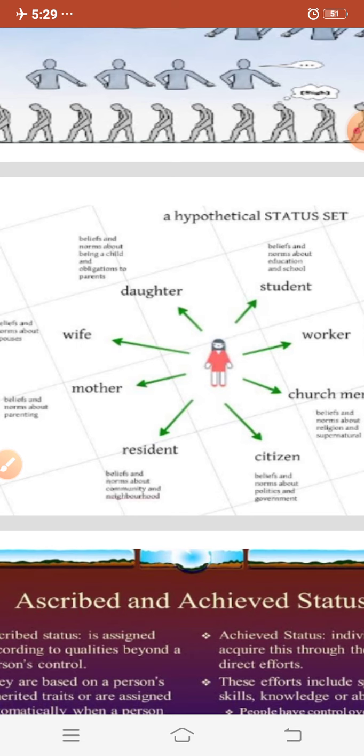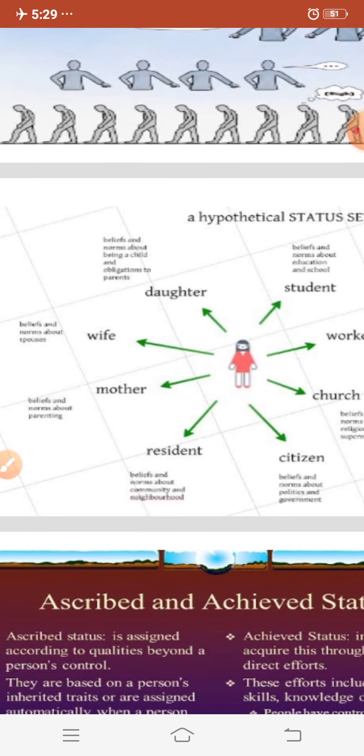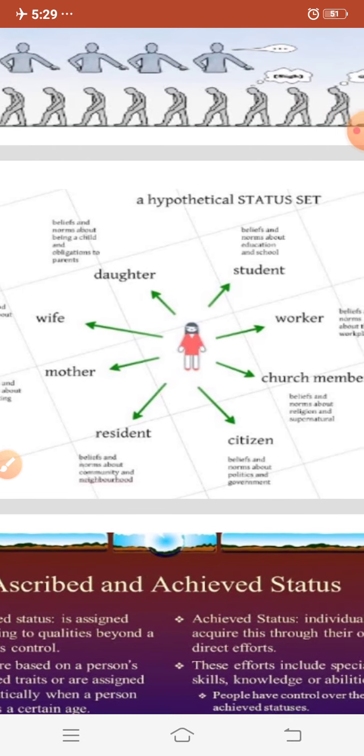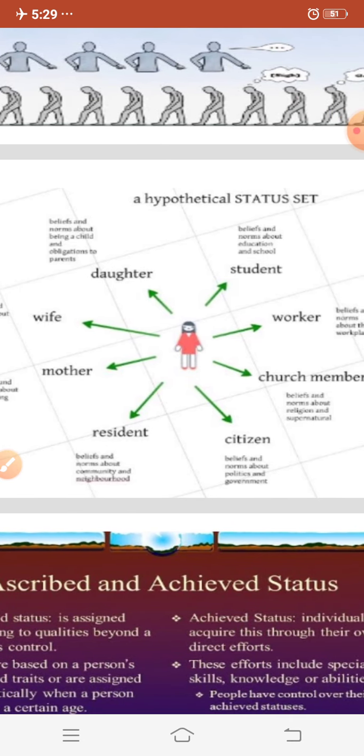It is incompatibility among the roles corresponding to one or more statuses. Yes, a particular person can definitely be seen as a student, worker, church member, citizen, resident, mother, wife and daughter. So we can take a few common role conflict types, like mother, wife, daughter and worker, because it will create conflict at the same time.